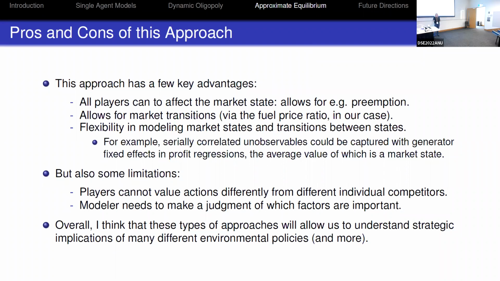But it does allow for this. And I think there's super interesting questions in IO in particular that could be answered by thinking this through, right? By understanding that I can do something that I know makes you do something else that's good for me in the future, right? It allows for market transitions.